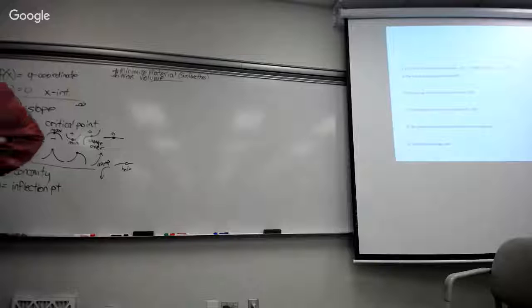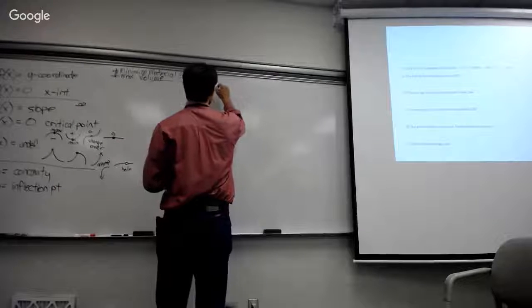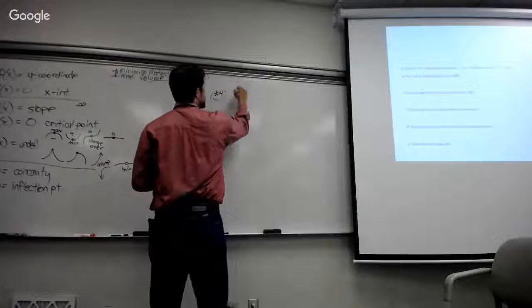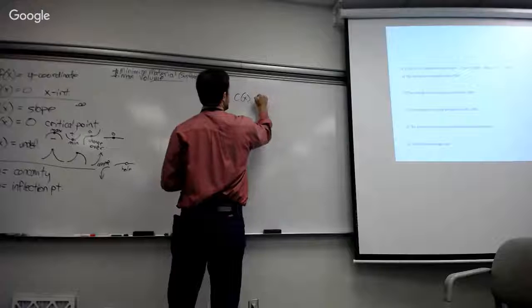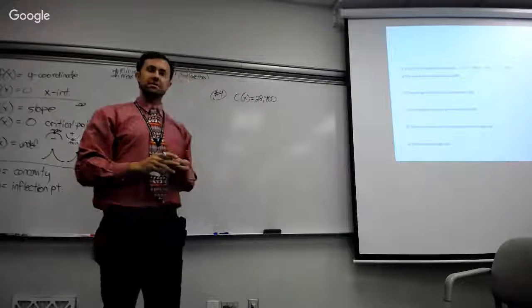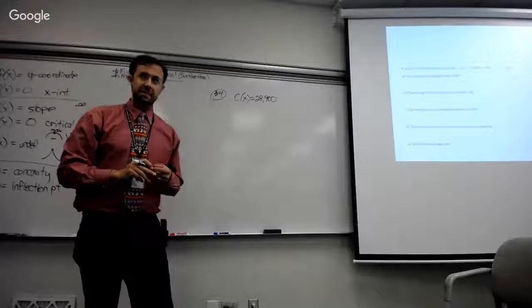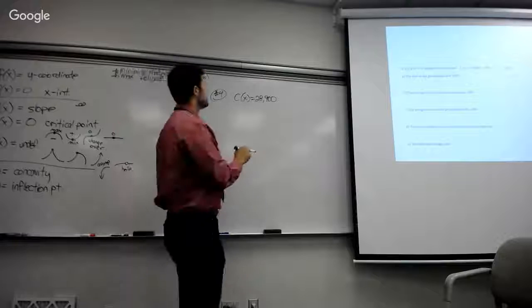Everybody on number 4? It says the given cost function is 28,900. I'm going to write it down. So this is number 4. The given cost function is 28,900. What does that represent, by the way? There's no variable on that. What kind of cost is that? Fixed. That's your fixed cost.